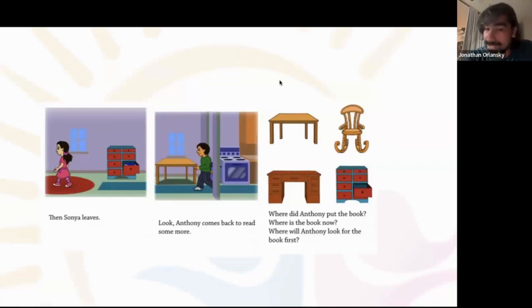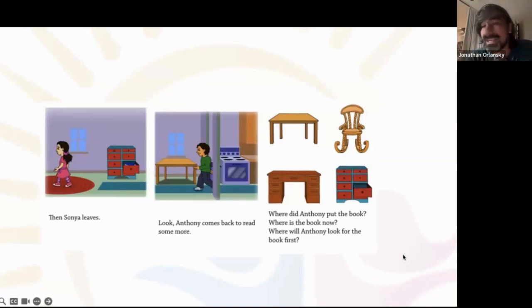Where's the book now? It's in the drawer. Where will Anthony look for the book first? Of course, he will look for it on the table. We know where the book is because we're an objective observer. But it also looks like Sonia has left the drawer open, so I don't think it'll be too hard for him to find it.